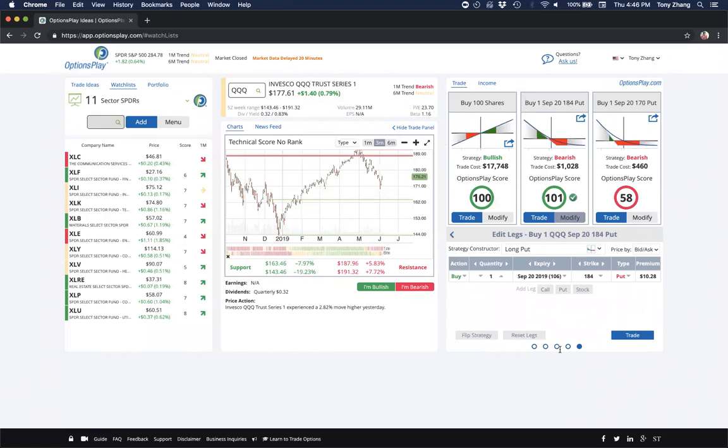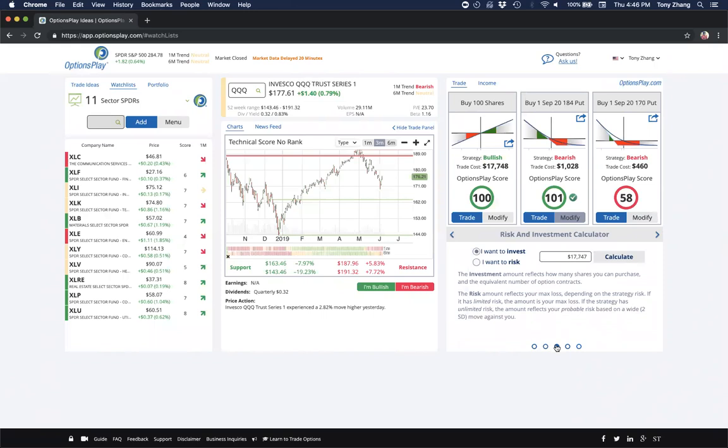And in order to simulate a real portfolio, I'm going to use our risk and investment calculator, and I'm going to put in my portfolio size, the amount that I'm invested in the market. So let's say I have a $200,000 portfolio. This shows me that a $200,000 portfolio is roughly 1,100 shares of the Qs, which means that I can buy 11 puts to hedge myself here on the September 180 puts or the September 170 puts. So both the in the money and the out of the money.